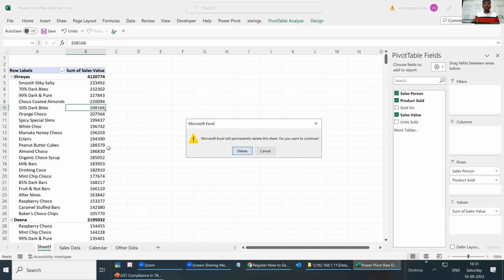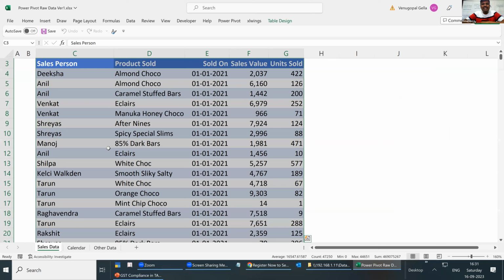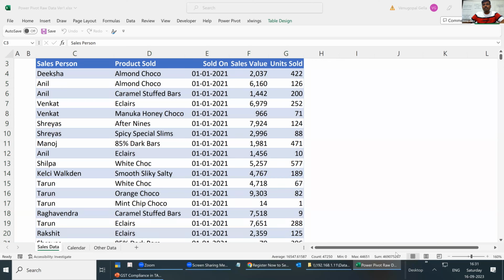Reason number one, start using slicers if you want to know shorter information. How many of you are aware of slicers? I've just deleted the pivot table. How many of you are aware of slicers? If you're aware of slicers, put it as yes in the chat. Yes, I am aware of slicer. One yes, two.